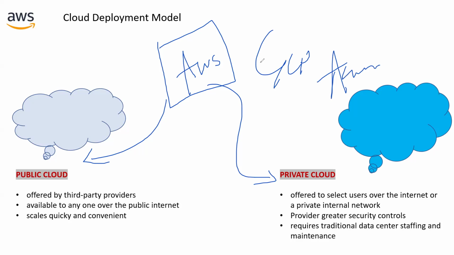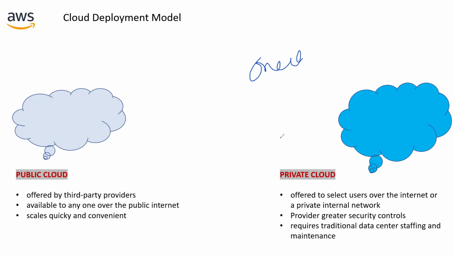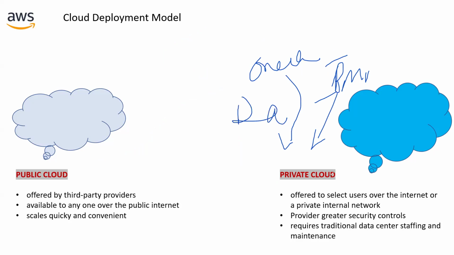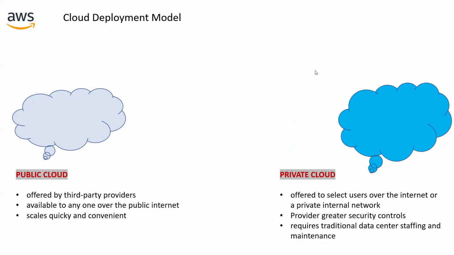Now you will ask me, sir, what are the things that come under private cloud? For example, we have Oracle cloud. This comes under private cloud. Getting it? Okay, we have something called IBM cloud. This also comes under private cloud. So these are very, very important things. Even Red Hat cloud comes under private cloud. Understanding, right?